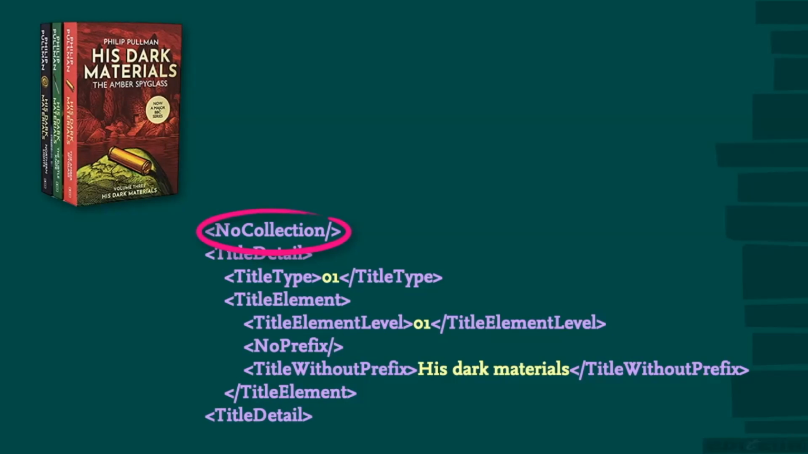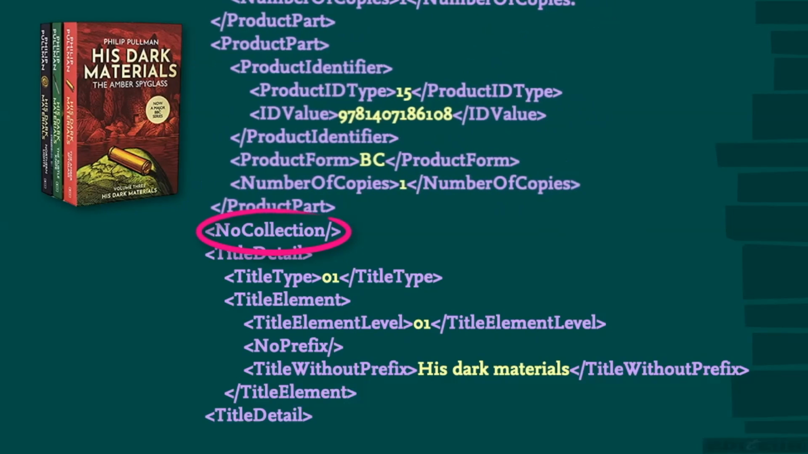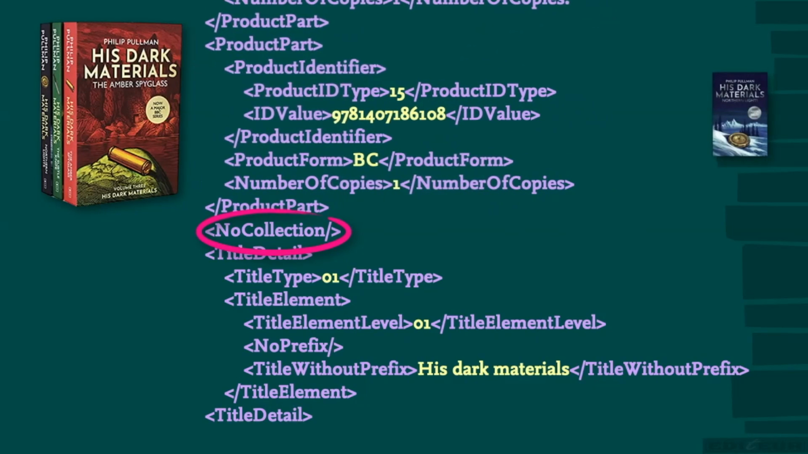Now, what about the product parts? Here's the part that represents one of those 3 novels, Northern Lights, which is a part of the box set. The product part composite includes a product identifier, the ISBN of course, and you can optionally include a product form. The latter isn't mandatory because the idea is that as a recipient, you'd use the ISBN to look up the product form details in the other Onyx record for that product. But it can sometimes be convenient to have the product form of the product part here.